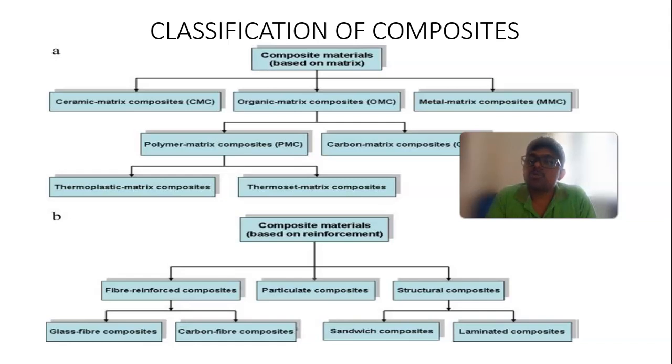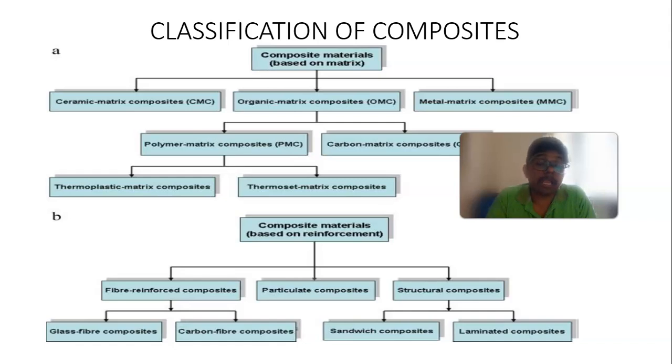Okay, coming to the third one, structural composites, they are again classified into two different categories: one is called sandwich composite and another is called laminated composite. Take sandwich as an example. A sandwich eatable item is a combination of different materials like vegetables, fruits, and breads. There is a mixing of them. That is what we call a sandwich.